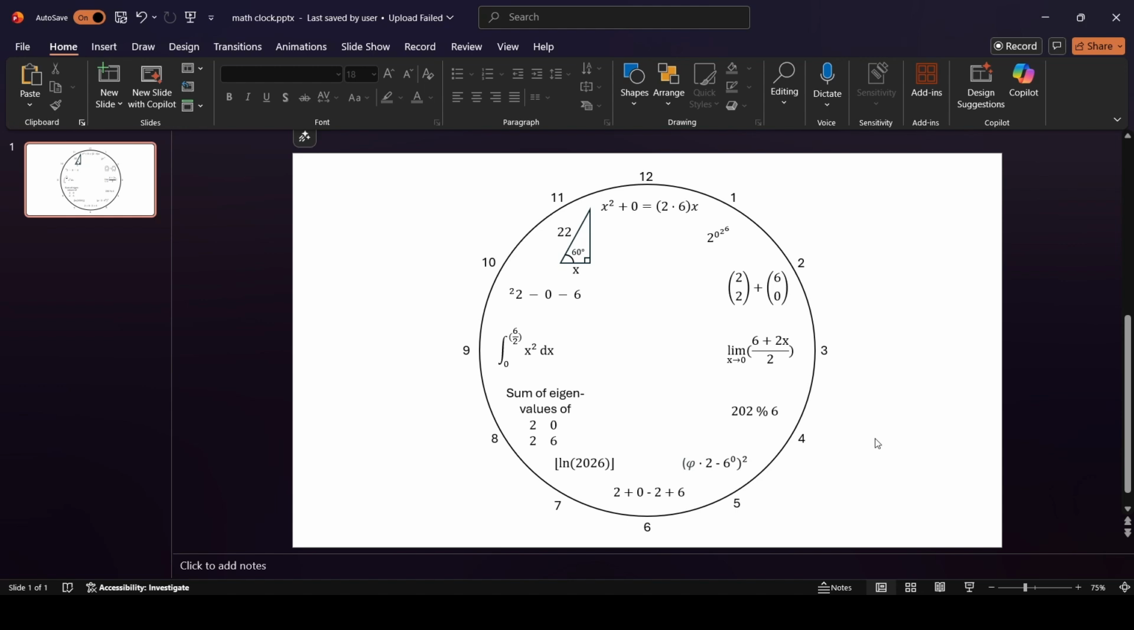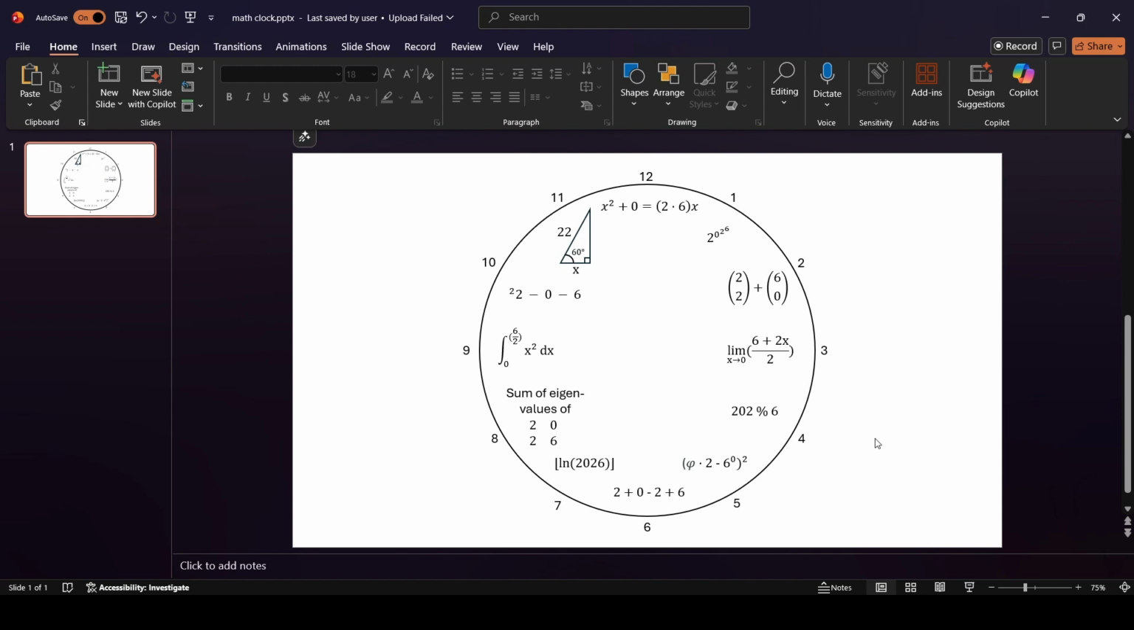For 10, the left exponent there is supposed to represent tetration or hyperexponentiation. Basically what it's saying is to raise 2 to the power of itself 2 times, so 2 to the 2 to the 2, which is 2 to the 4, which is 16, and then 16 minus 6 is just 10.